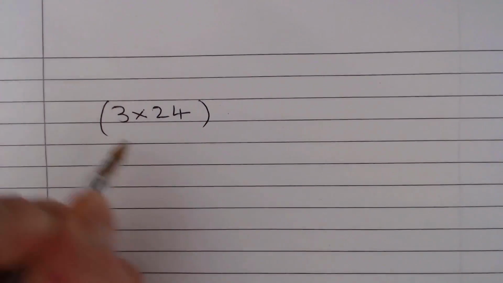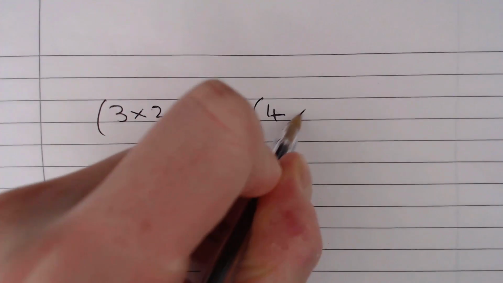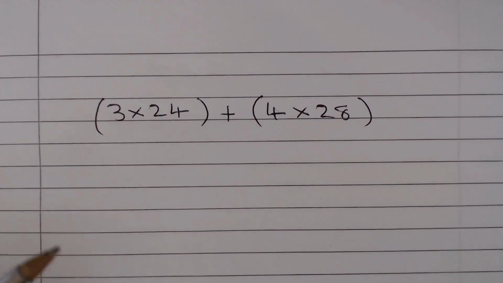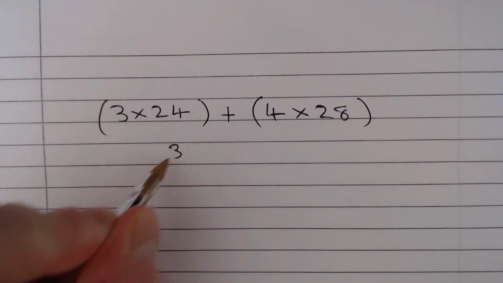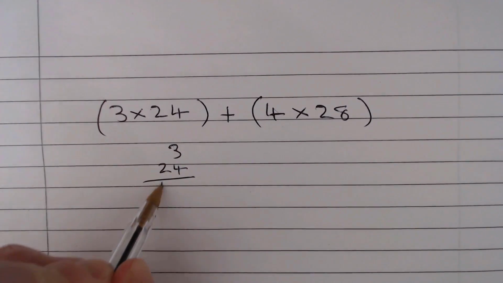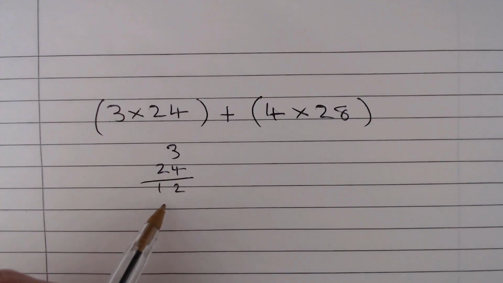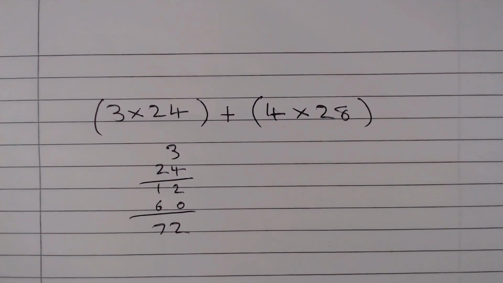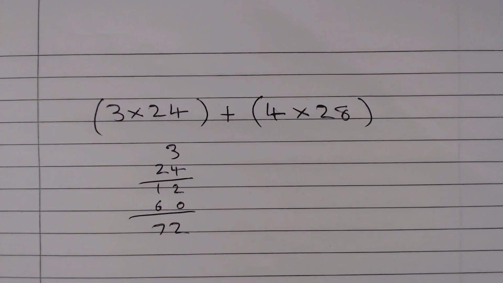So the calculation that we need to do is 3 multiplied by 24, and we need to add that onto 4 multiplied by 28. So we first need to do 3 times 24 and then 4 times 28. Well, we can do 3 times 24 as follows: 4 3s are 12, 2 3s are 6 with a 0, that gives us 72. And to do 4 times 28, well, multiplying by 4 is the same as multiplying by 2 twice. So we could say that 2 times 28 is 56, times by 2 again gives us 112.